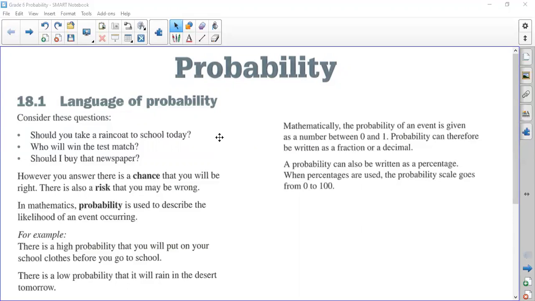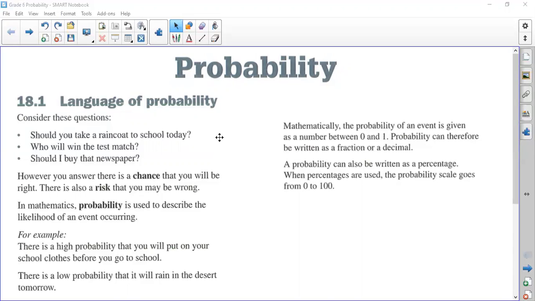However you answer, there is a chance that you will be right, and there is also a risk that you may be wrong. So, probability is used to describe the likelihood of an event occurring. For example, there is a high probability that you will put on your school clothes before you go to school, and there is a low probability that it will rain in the desert tomorrow.